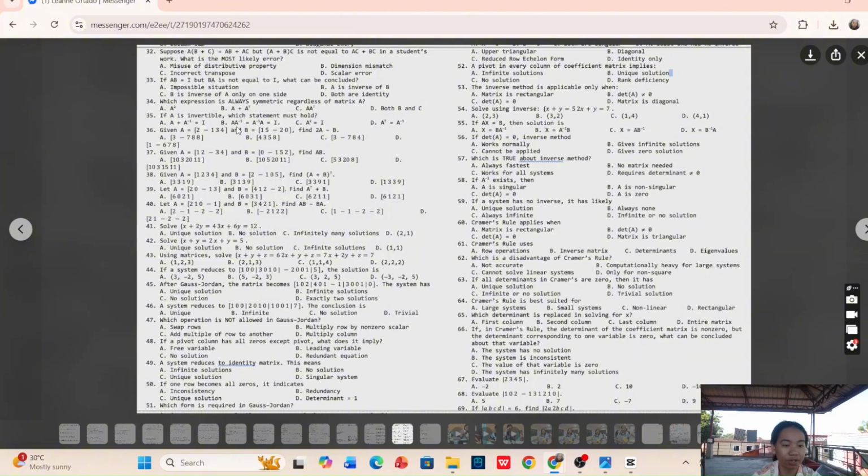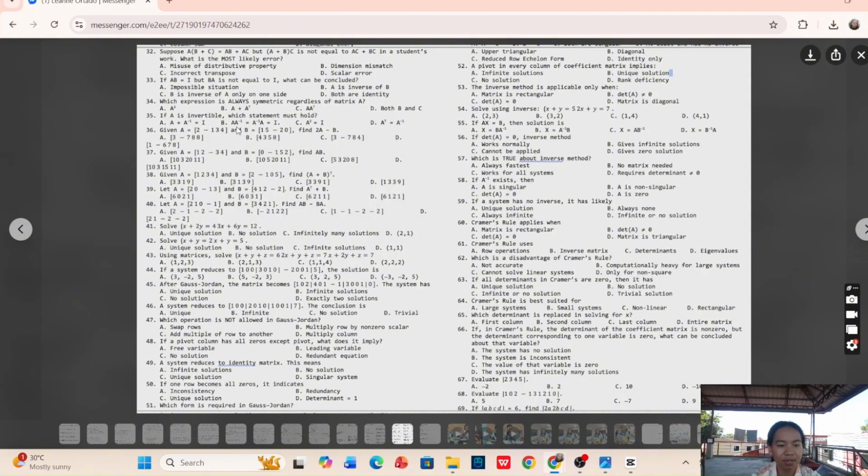Number 43 question. Using matrices, solve x plus y plus z equals 6, 2x plus y plus z equals 7, x plus 2y plus z equals 7. The correct answer for number 43, applying the formula for solving this system of equations, is letter D. So any method can be used in number 43 in order for the right answer to be found. Now we are in our number 44.